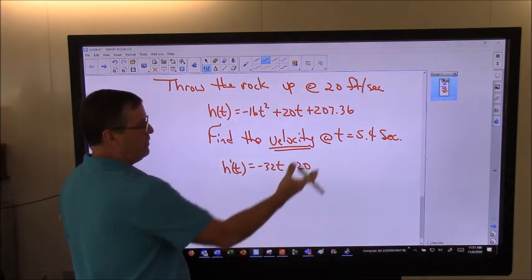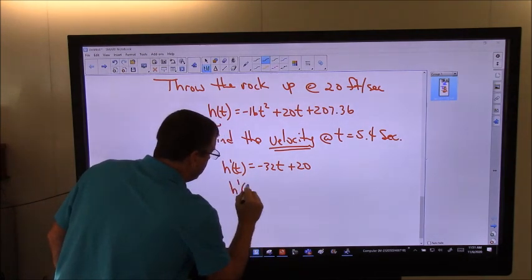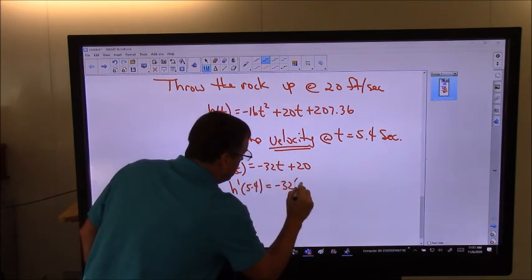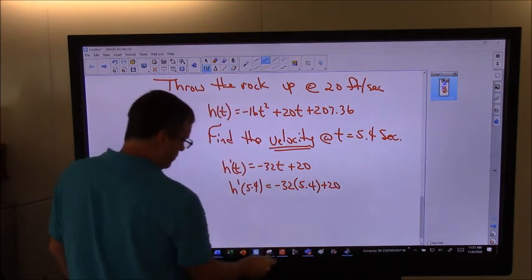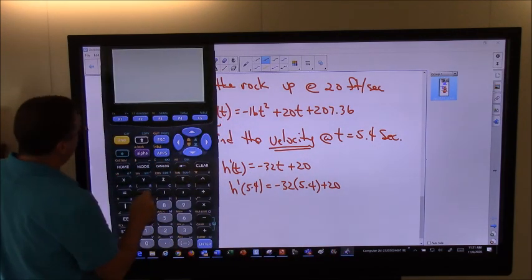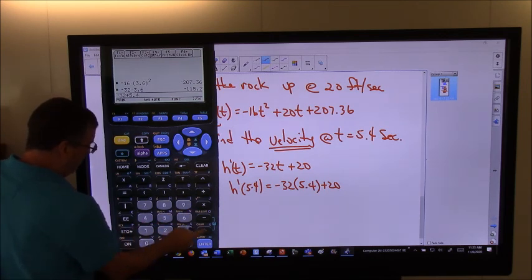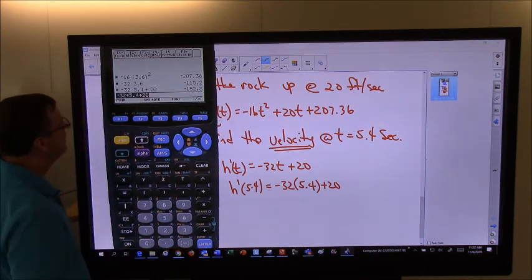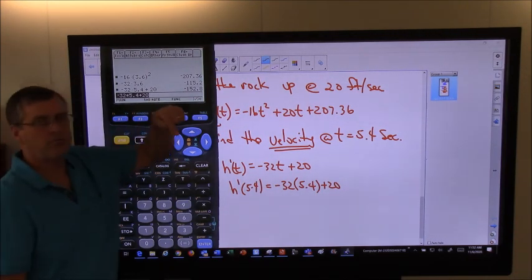The rock was in the air longer this time, so I've got h prime at 5.4 seconds. I've got a negative 32 times 5.4 plus 20. And so I check that on the calculator. Negative 32 times 5.4 plus 20. Yep. And now it's moving at a rate of 152.2 feet per second. And the negative velocity just means it's going down.